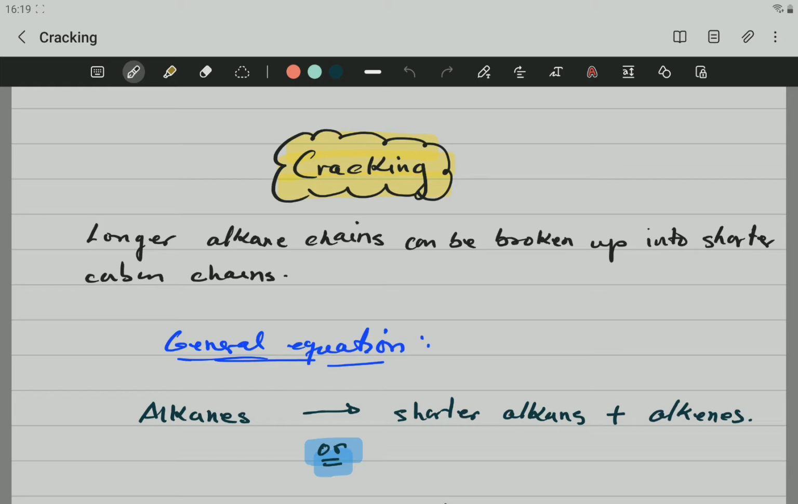This time we're going to make videos about elimination reactions. The first one we're going to look at is cracking. It's quite easy, so the video is going to be real short. So what is cracking?